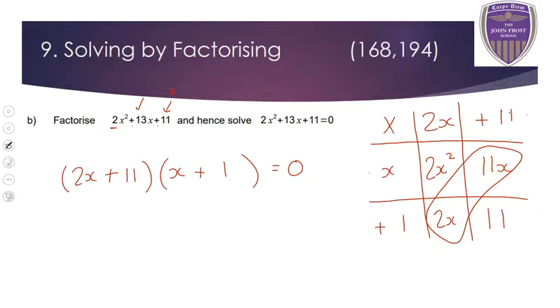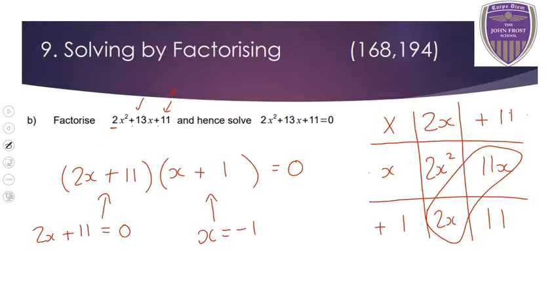So we still got 2 solutions there. This solution, okay, x plus 1 equals 0. So something plus 1 equals 0. So that's minus 1. And for this one, it's a little bit more complicated, but we're saying 2x plus 11 equals 0. Okay, so just solve that equation now.